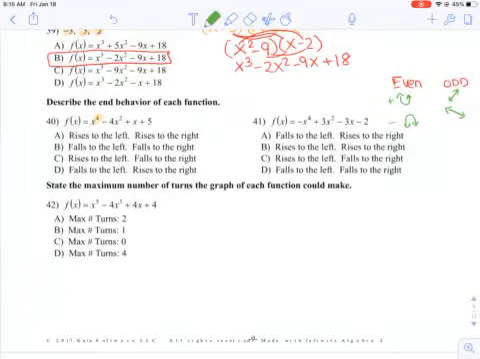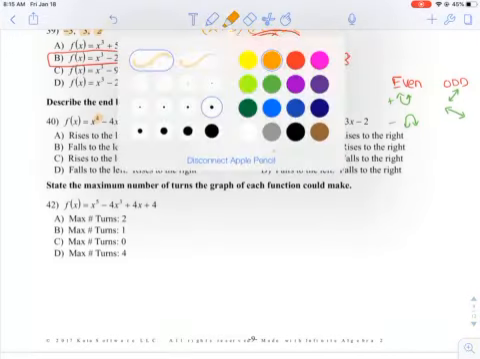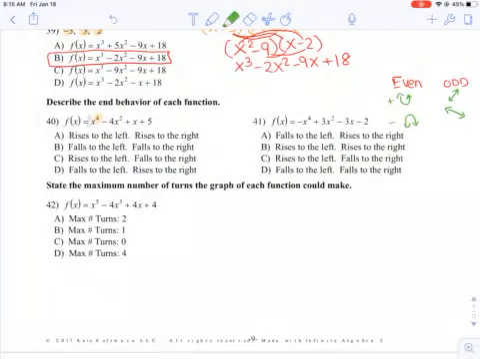So this one's even, and in front we have a positive 1. So this is even positive. So even positive would be up, up. Rises to the left and rises to the right. Rises, rises. That's obviously up, up.